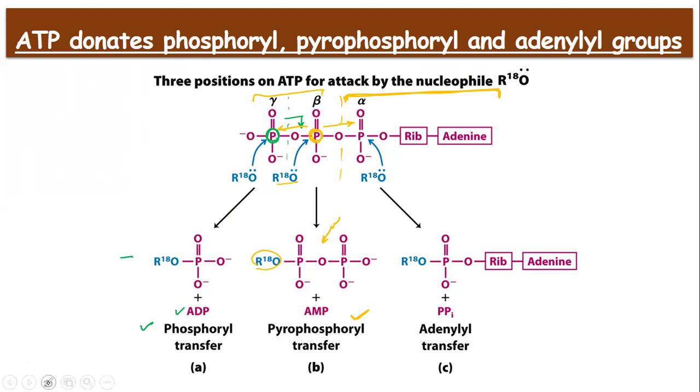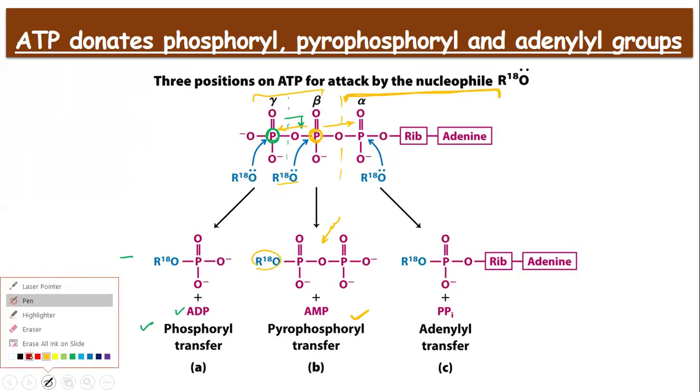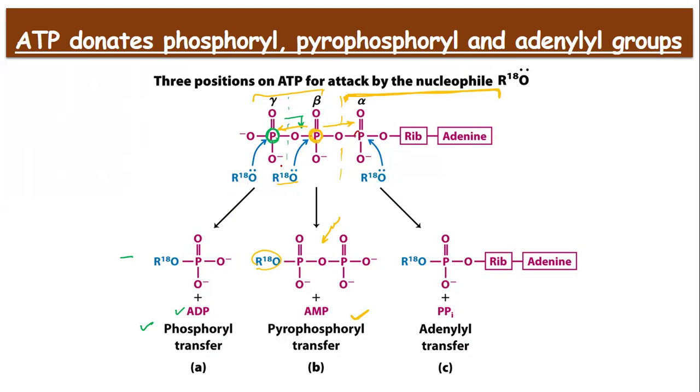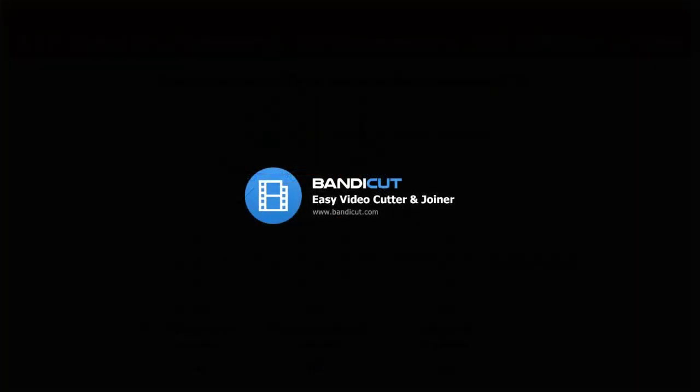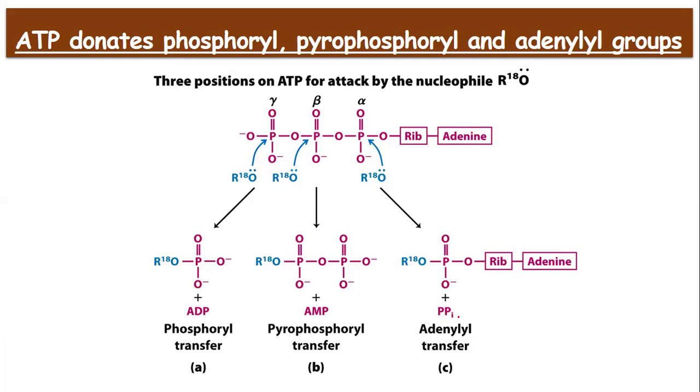Now, there is a third possibility, when a nucleophile conducts an attack on the internal phosphate, the alpha phosphate. When the nucleophile attacks this phosphate, it will break its bond with this structure because now this bond is easy to break. So this complete structure, adenine, ribose, and this phosphate, will be transferred to the nucleophile. AMP will be transferred to the nucleophile, which is adenyl transfer. And pyrophosphate will be released.